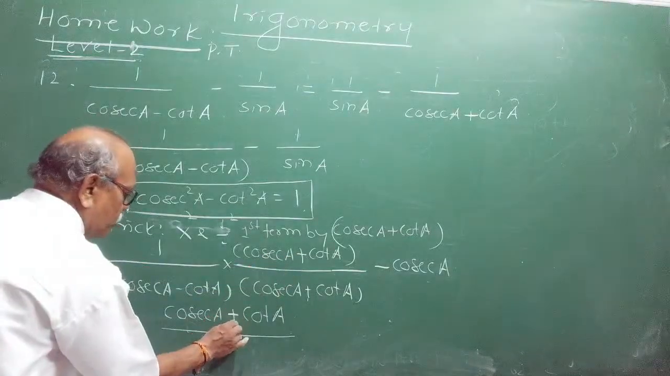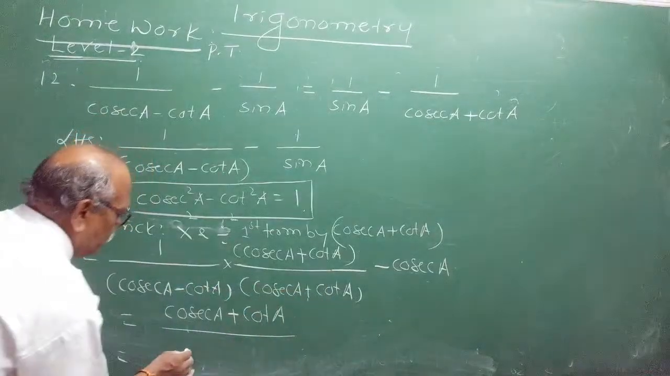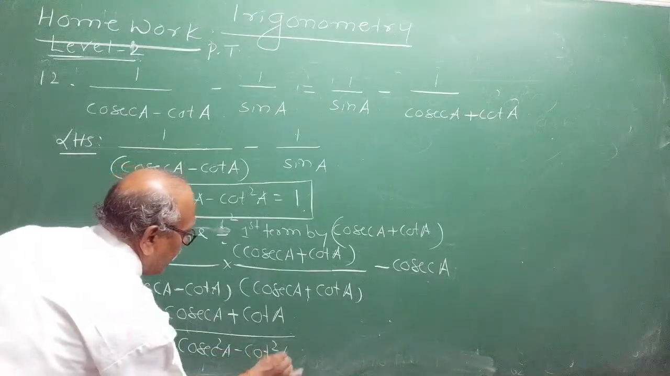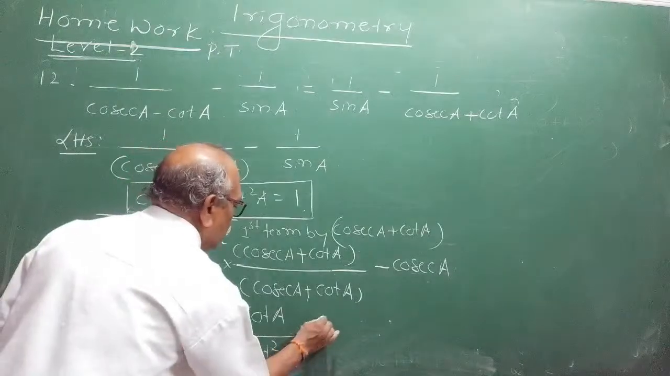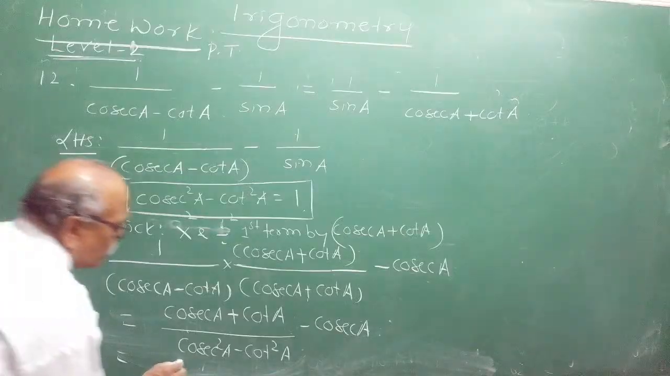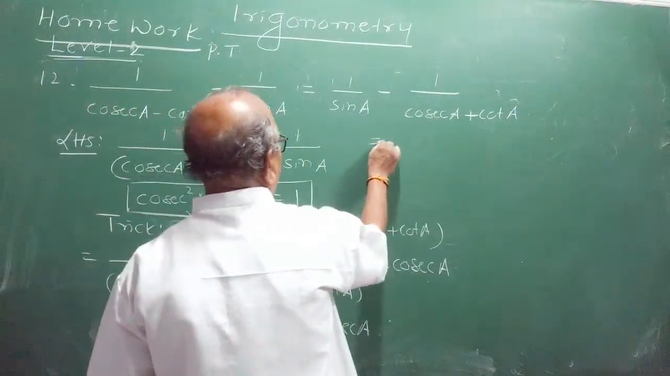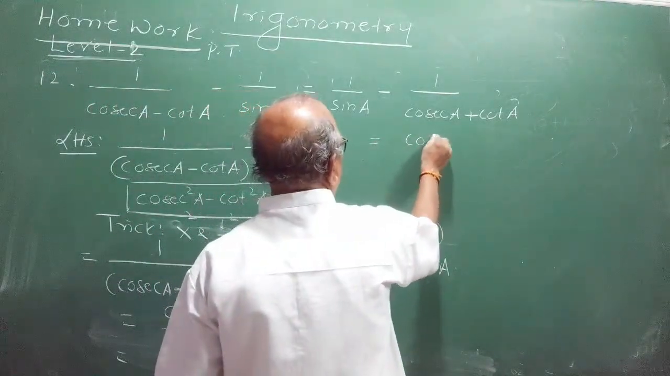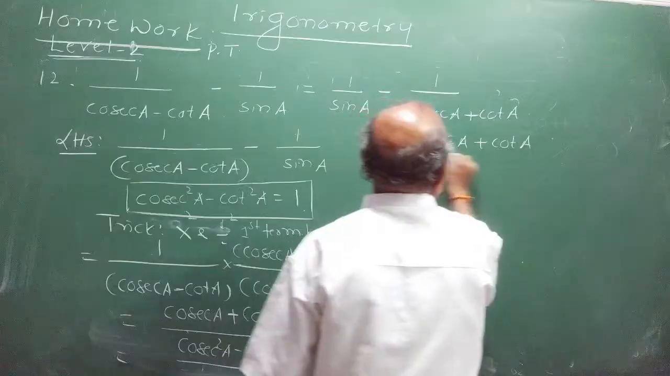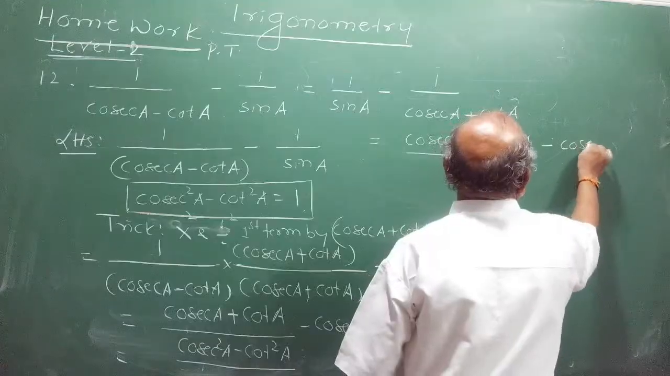In the numerator you are left with cosec A plus cot A. In the denominator you have A minus B into A plus B, which is cosec square A minus cot square A, minus cosec A. Now observe carefully. What is cosec square minus cot square? 1. Means you are left with here cosec A plus cot A divided by, what is cosec square minus cot square? 1, minus cosec A.